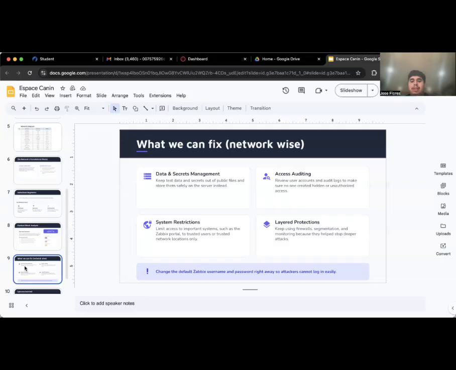Another thing would be our Zabbix username and password credentials. Changing the default ones is a must, because we know they are the first thing attackers will always go for. Overall, though, I'm very proud of what we built. It's a real functioning multi-zoned network, and knowing what to fix is just as important as what we did right. Thank you.